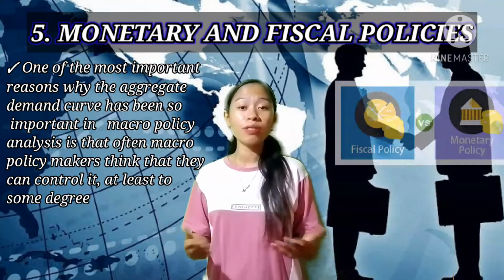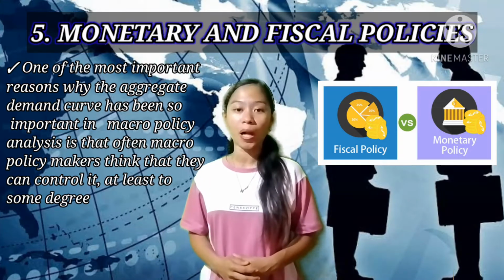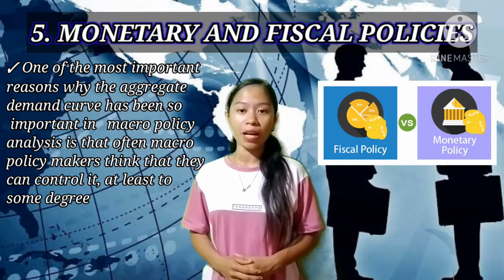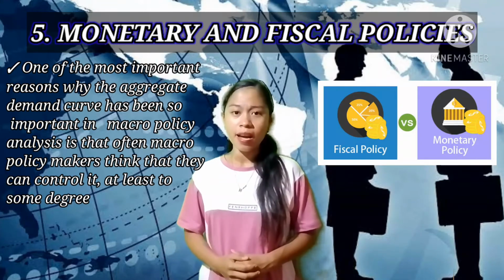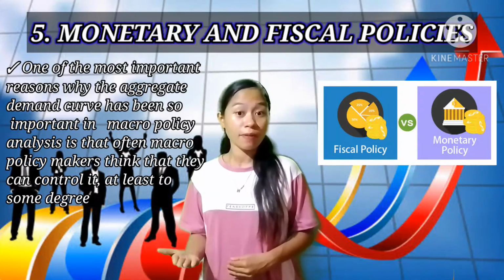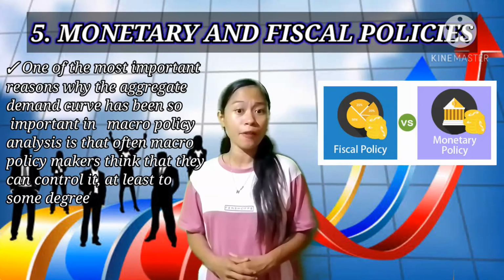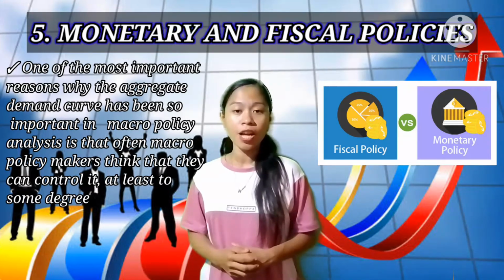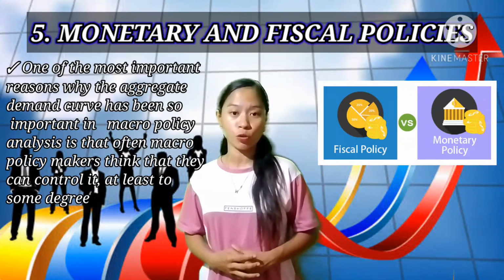Fifth is monetary and fiscal policies. One of the most important reasons why the aggregate demand curve has been so important in macro policy analysis is that often macro policymakers think that they can control it, at least to some degree. If the government spends lots of money without increasing taxes, it shifts the AD curve out to the right. If the government raises taxes significantly and holds spending constant, consumers will have less disposable income and will reduce their expenditures, shifting the AD curve to the left.